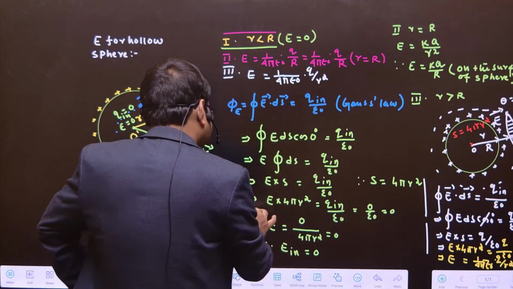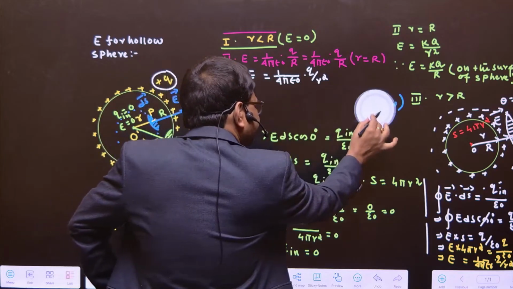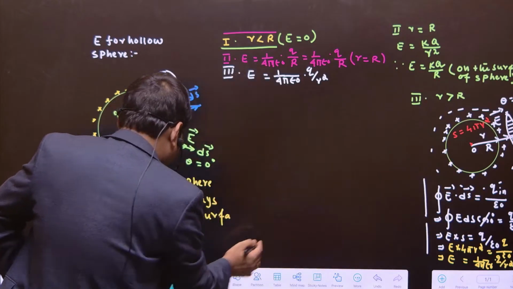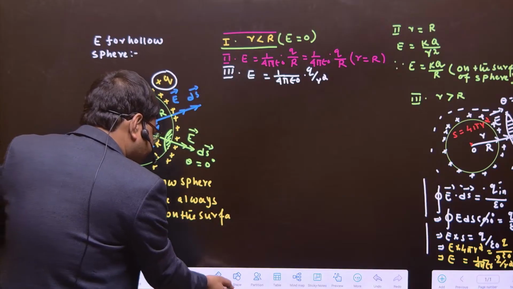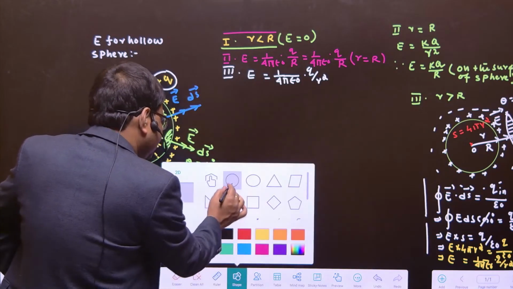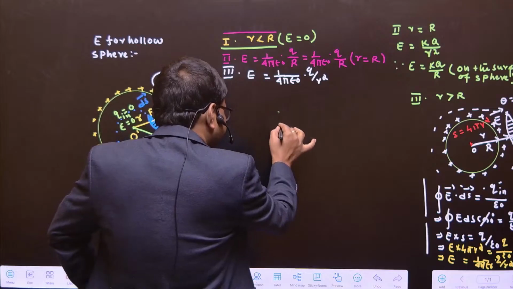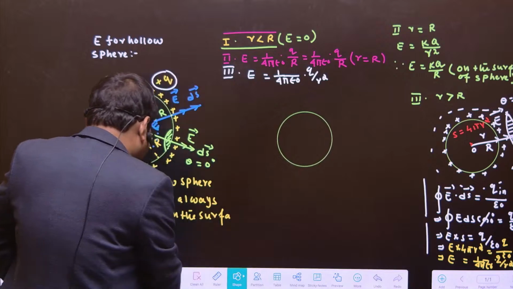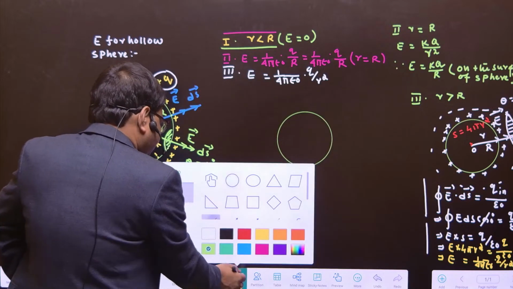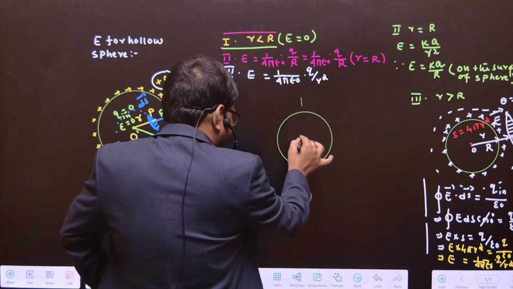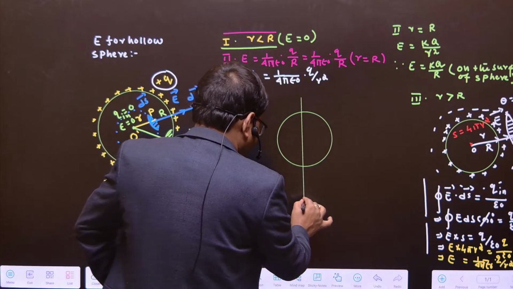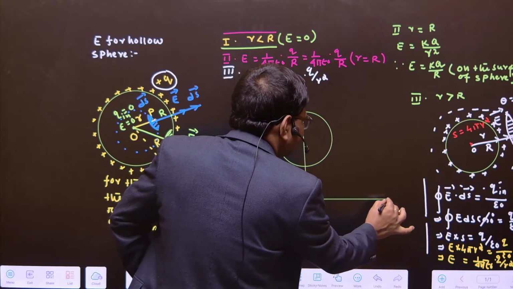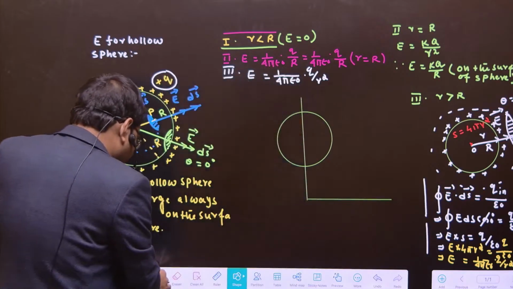Students, I think you have copied. Okay, now see here. Just draw the x-axis and y-axis. First draw the hollow sphere, this position. Okay, this is the hollow sphere. Now see here, one x-axis and y-axis. This is the y-axis, and assume this is the x-axis. Clear?